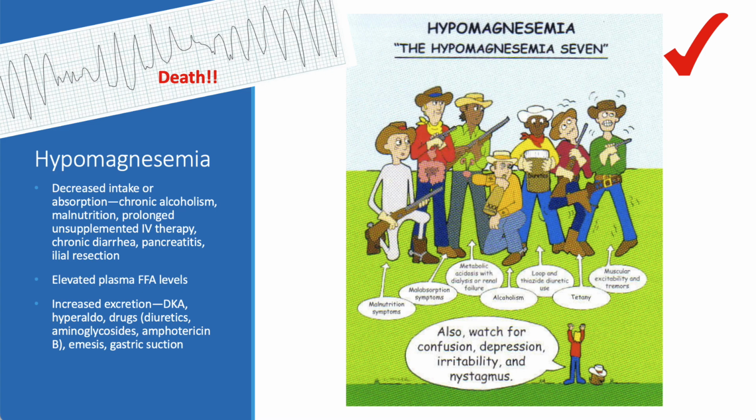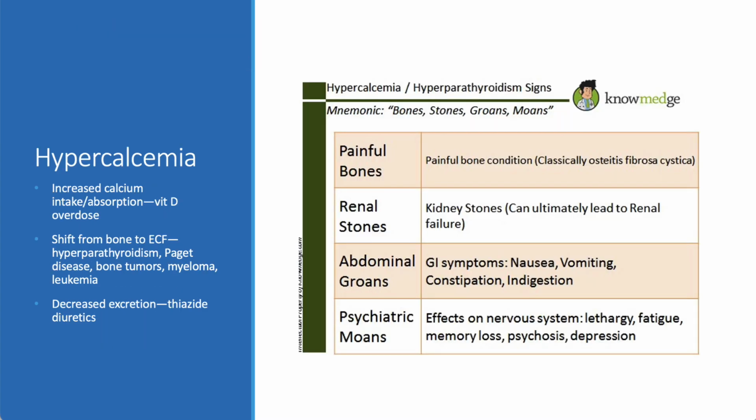Elevated plasma free fatty acid levels can cause hypomagnesemia. And then if we excrete too much of it, like happens in DKA or hyperaldosteronism, those kind of things we would need to give magnesium for as well. Okay? Gastric suction, a lot of emesis or vomiting, and then certain drugs as well, like diuretics famously.